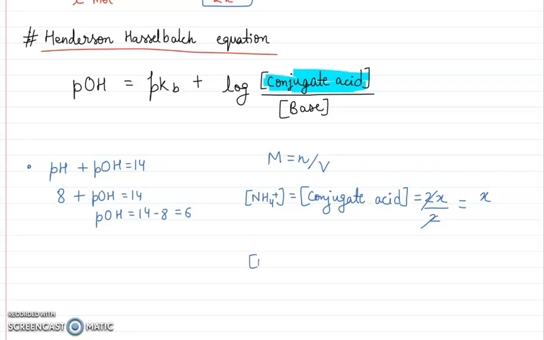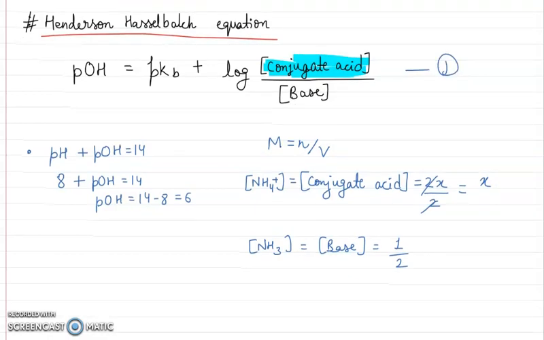Like that we can calculate it for the base, that is ammonia. The base concentration is equal to the number of moles, 1 mole, and the volume of the solution, 2 liters. Therefore it is 1 by 2. So we have each and every quantity that we required to put in the equation. So we will put everything.